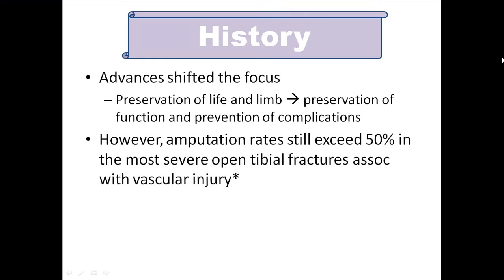Now the advances have shifted, and the focus is mainly the preservation of life and limb. Before, the priority was preservation of life, but now the motto in open fractures is preservation of both life and limb. Why? Preservation of function and prevention are also important. When you are preserving a limb, we need to preserve the function as well, then only it will be useful to the patient. However, amputation rates still exceed 50% in the most severe open tibial fractures associated with vascular injury.